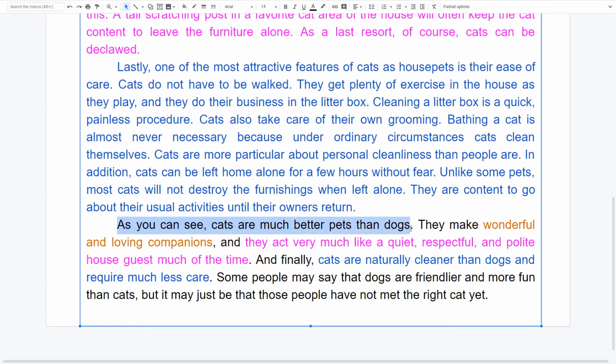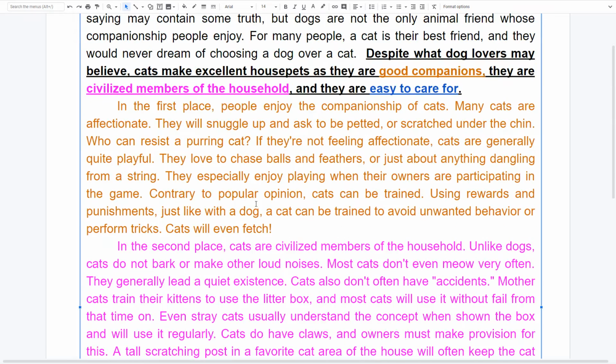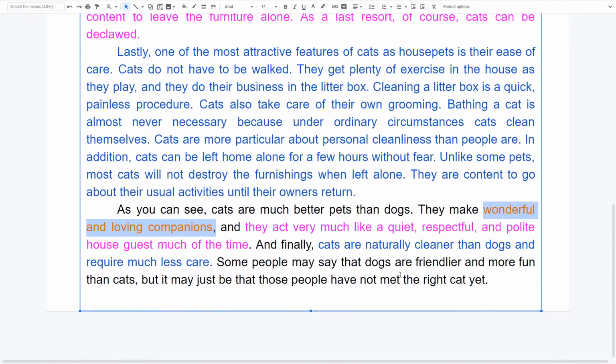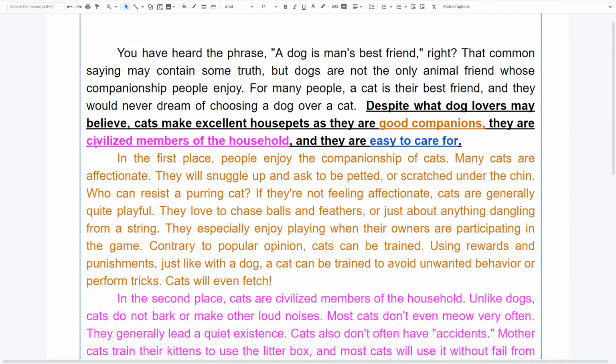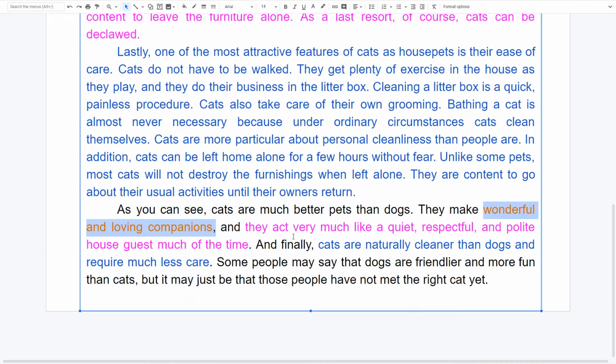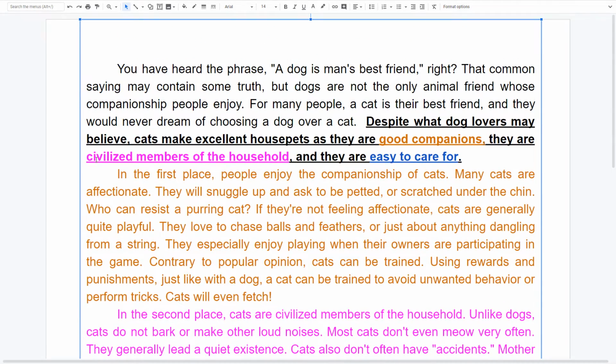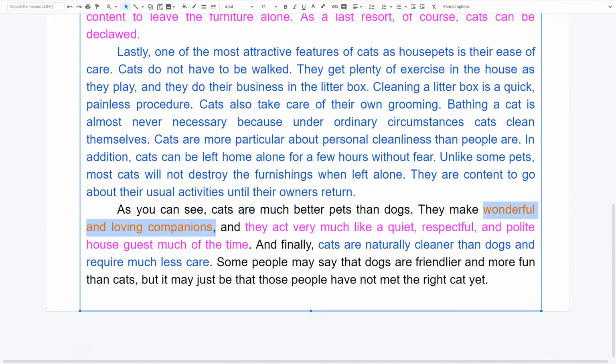You say your thesis again, and as you can see, they come back. This orange idea here from their thesis statement, good companions, is back as wonderful and loving companions. So same idea, but say it a different way. The second idea from their thesis statement here is they are civilized members of the household. And then they say they act very much like a quiet, respectful, and polite house guest much of the time. So same idea about them being good members of the household, said a different way.